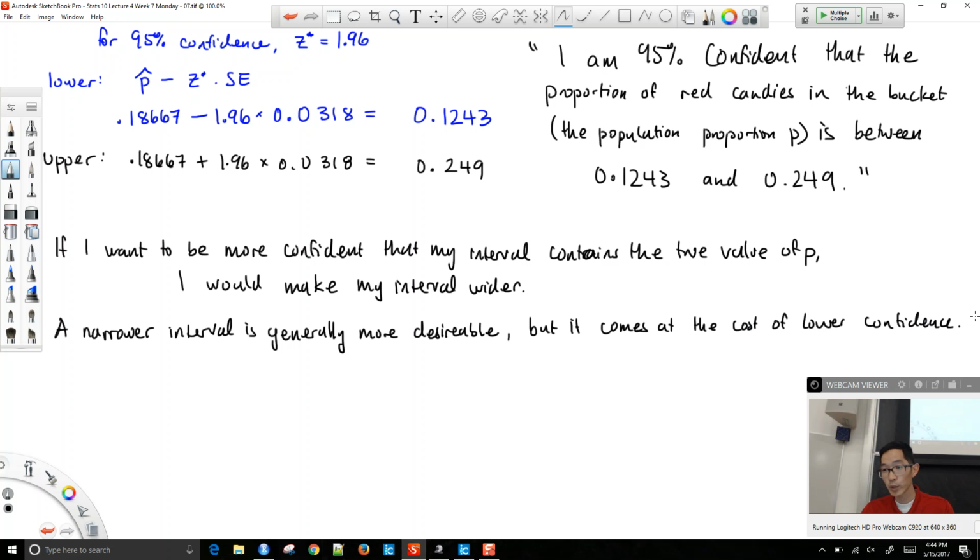Okay, because if I wanted to be 100% confident about the proportion P, I could just say I'm 100% confident that whatever it is you're talking about, that proportion P is going to be between 0 and 100%, okay? I can be 100% confident about that. But that's not a useful thing, right?